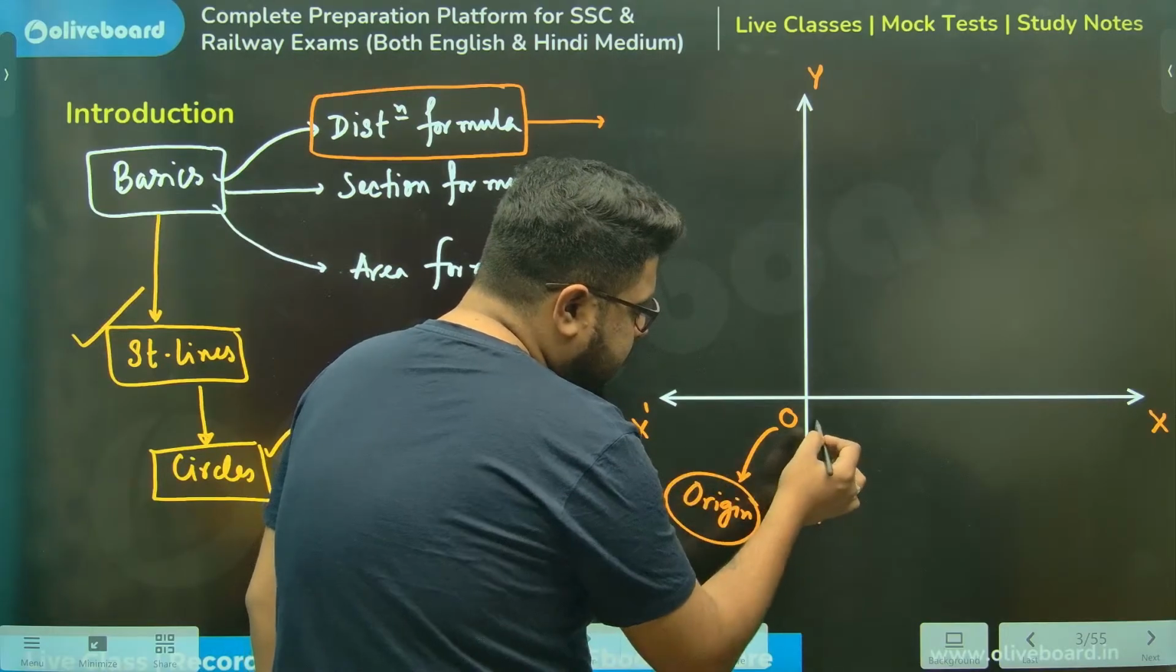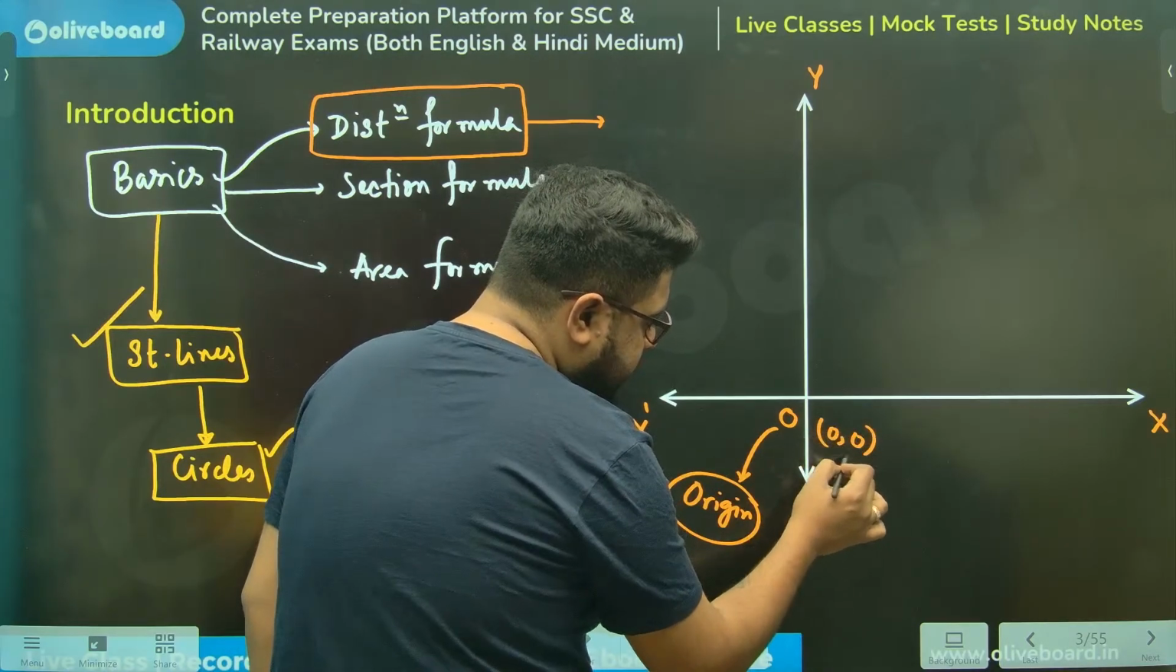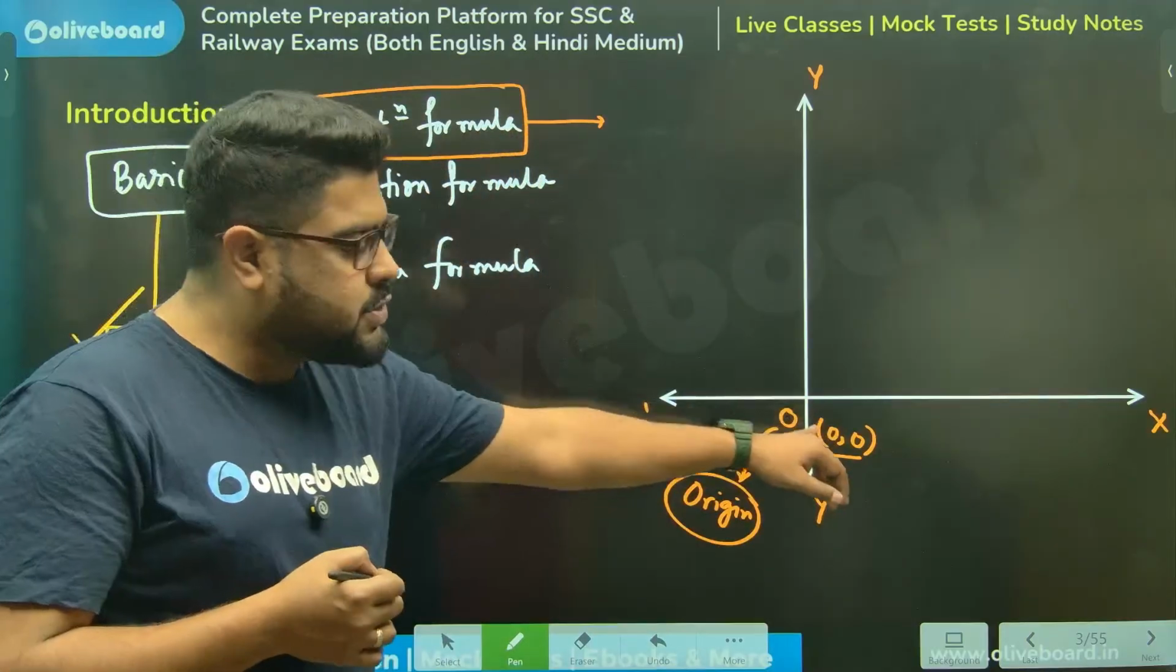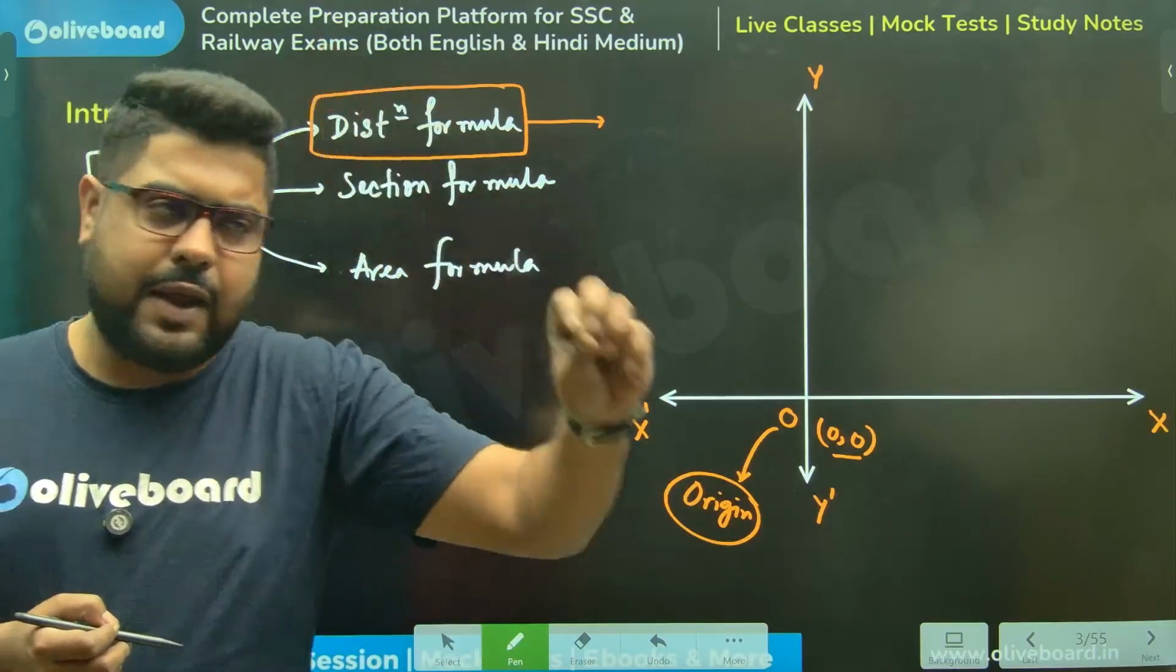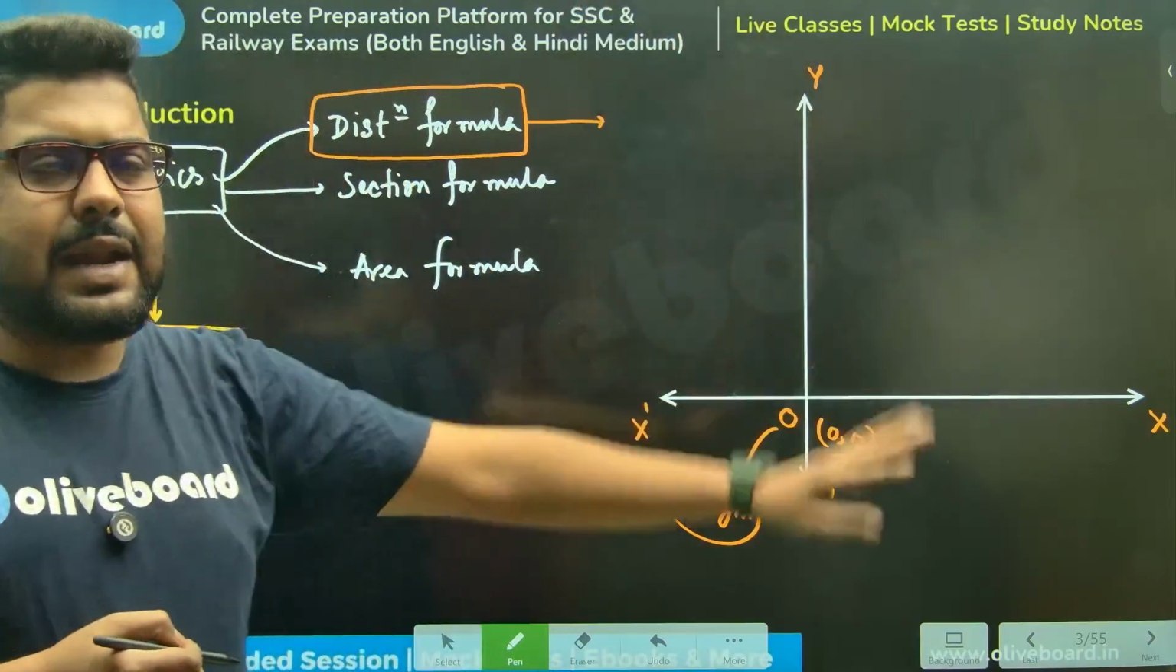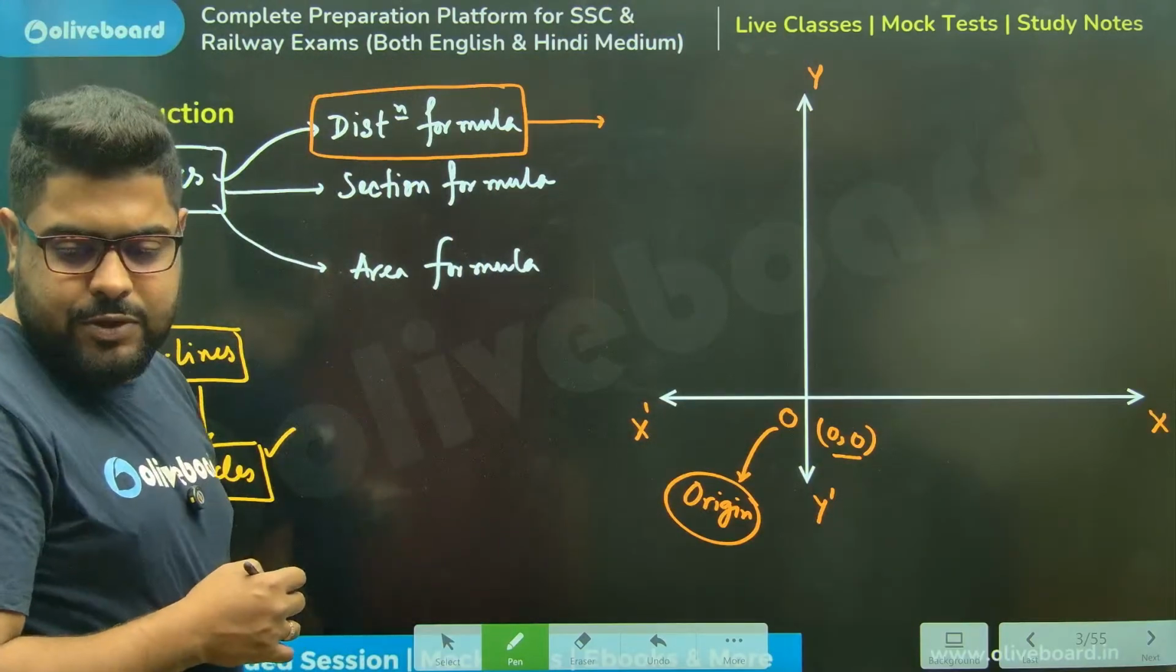Now, this is the coordinate 0, 0. What does it mean? It means x equal to 0, y equal to 0. This much I'm guessing everybody knows, because we all have done this in school, like class 8th, 9th, those days.